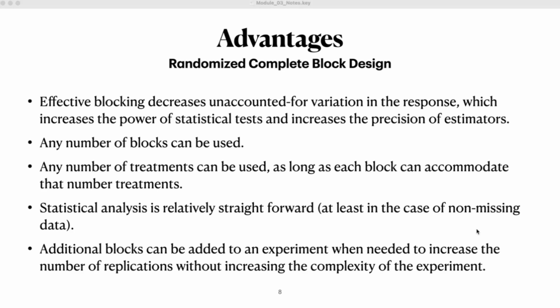All right, and then another really nice characteristic, which is an advantage of the randomized complete block design, is that additional blocks can be added to an experiment when needed to increase the number of replications without increasing the complexity of the experiment or its analysis. This is especially true in situations where time is a blocking factor. Perhaps you're in a lab doing chemistry or biology work, or out in the field, or doing work in a greenhouse, where the plants being grown are exposed to solar energy.